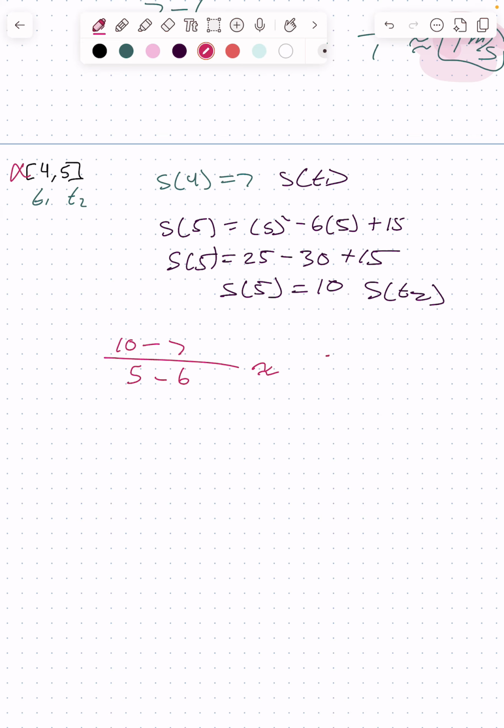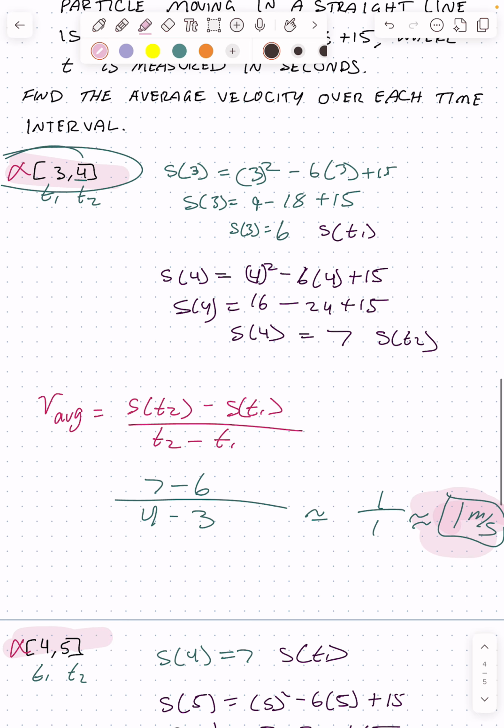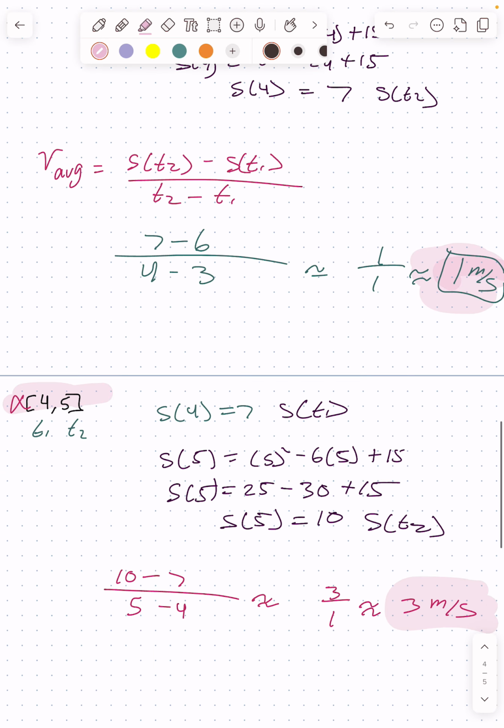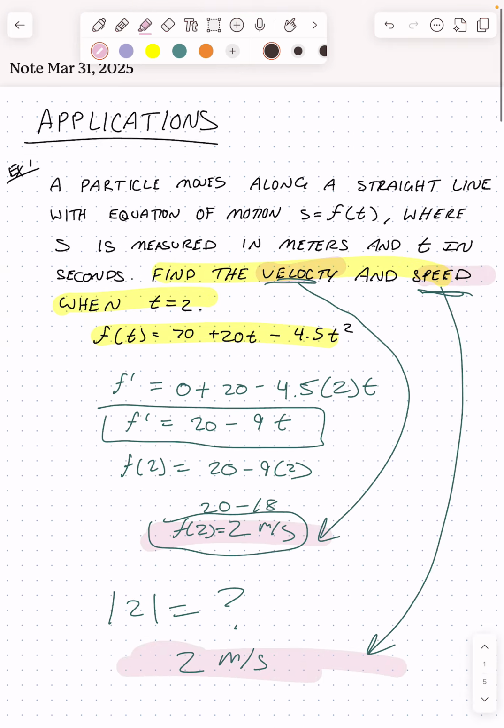So what does that give us? We get 3. Okay, there we go. Oopsies. All right, so we get 3 over 1, and that is equivalent to 3, and then meters per second. So that is our answer for this interval. I hope you got that right. So that is it. The average velocity over the 4 to 5 interval is just 3 meters per second. I hope this video was helpful, and thank you.